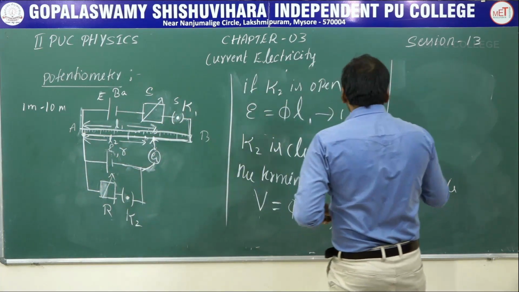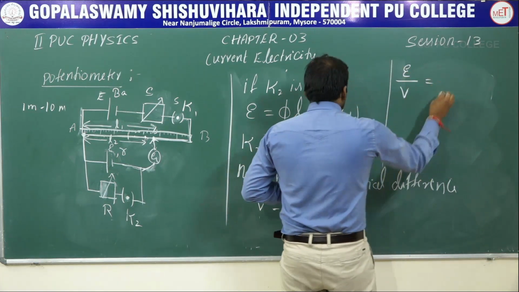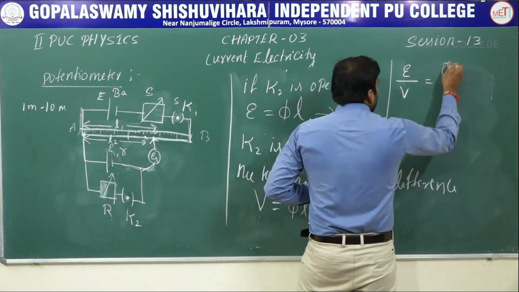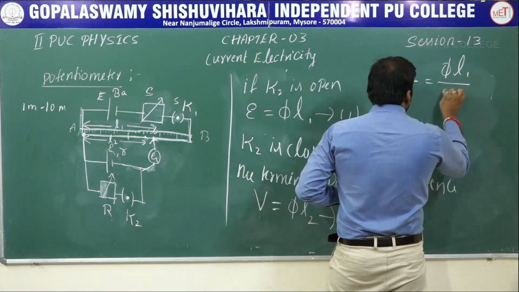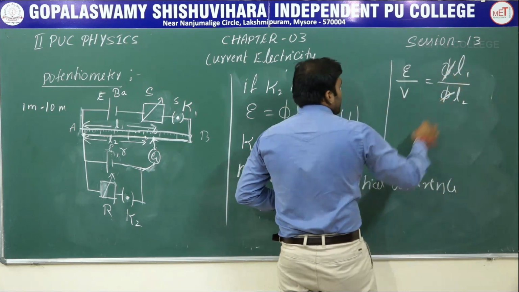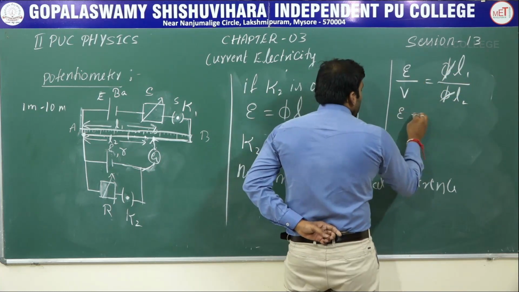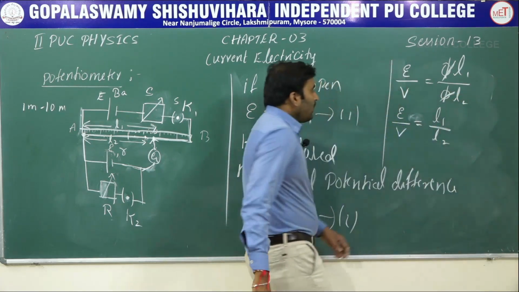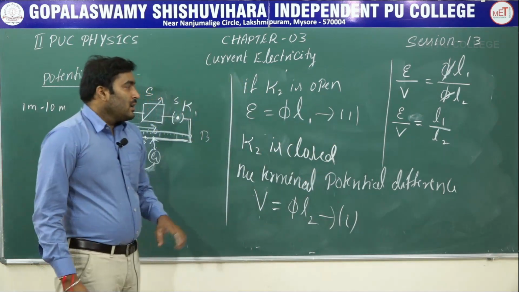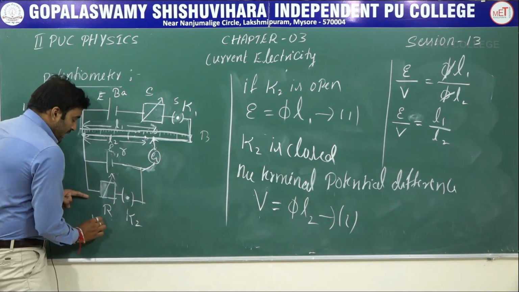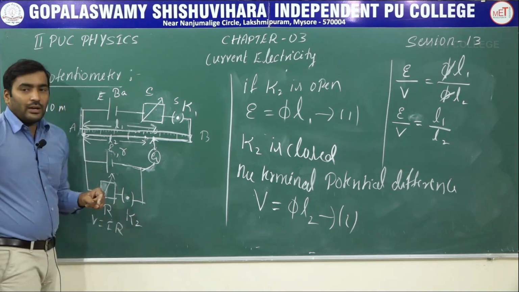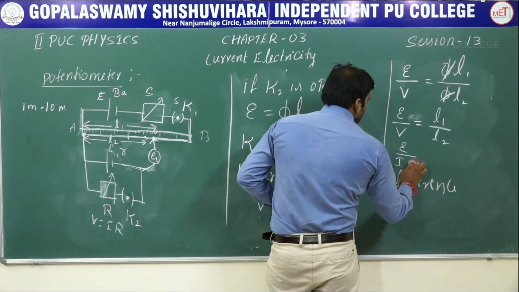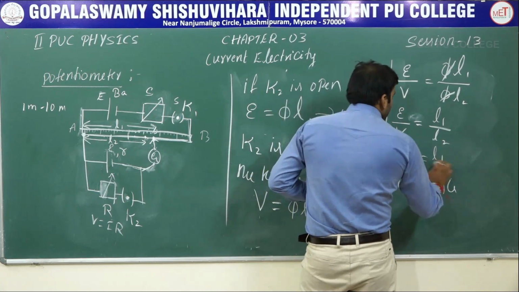Now again let us divide equation 1 by 2, so that E divided by V is equal to phi into L1 divided by phi into L2. Cancel phi and phi, and you will get E by V is equal to L1 by L2. But this V can be written, from Ohm's law, as voltage equal to current into resistance, I into R. If I substitute V by I into R, E by IR is equal to L1 by L2.